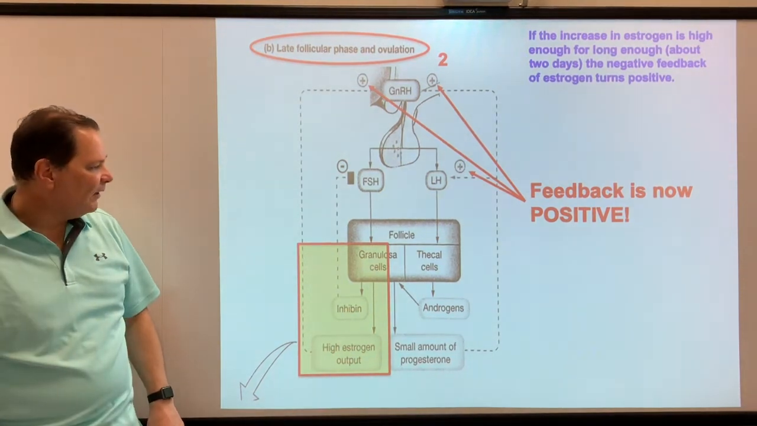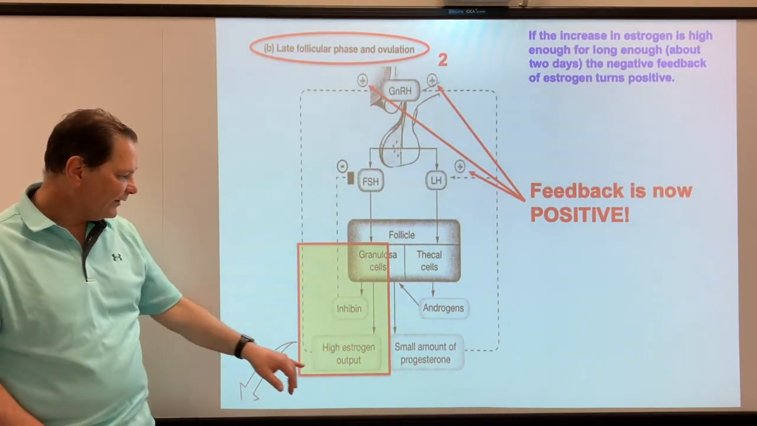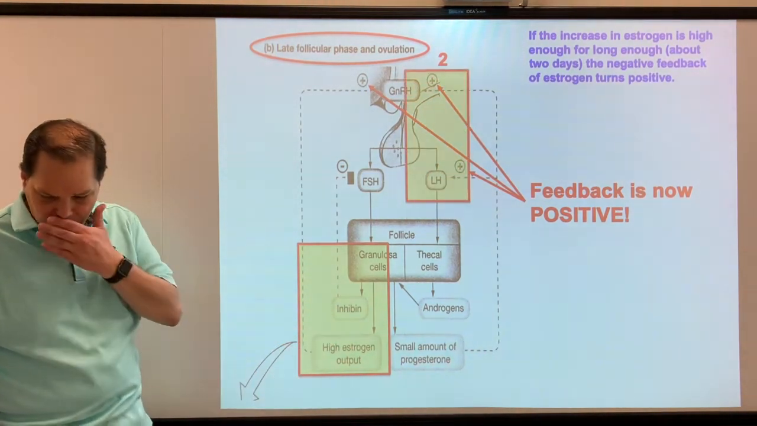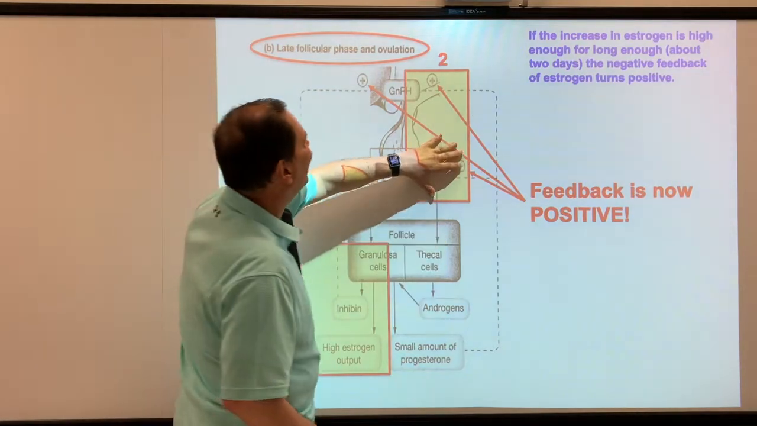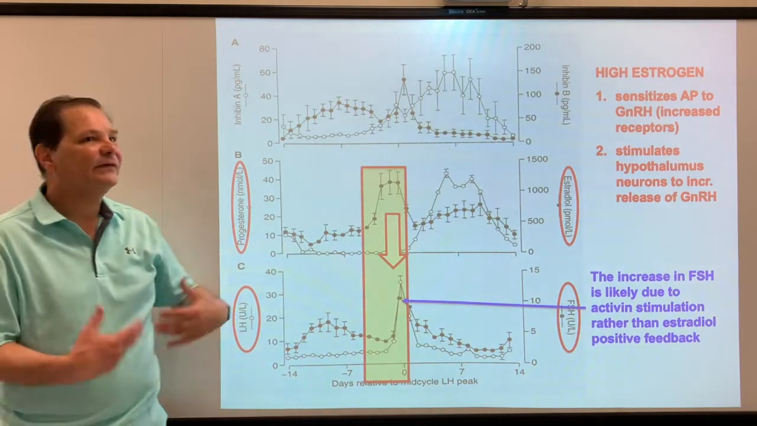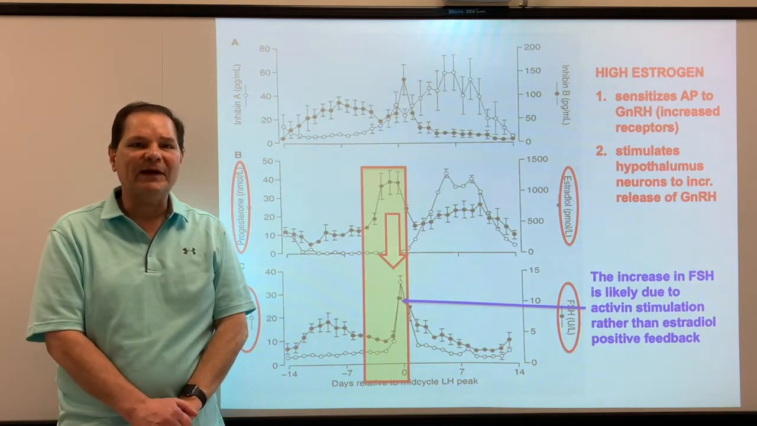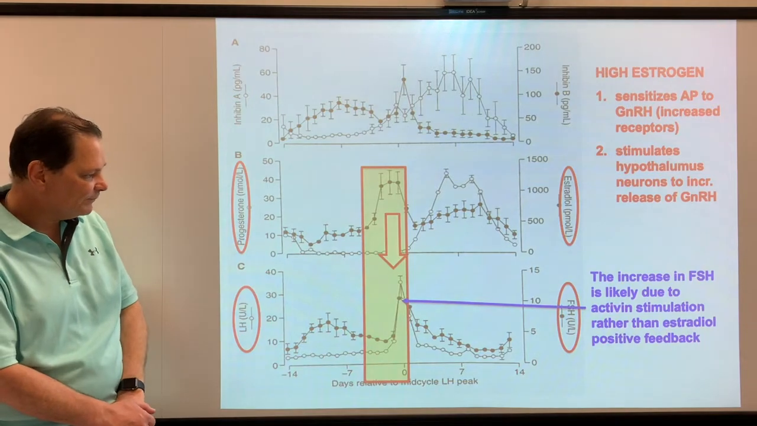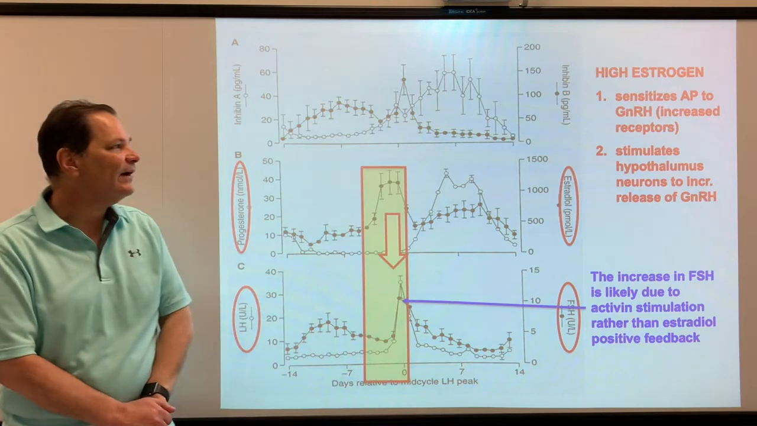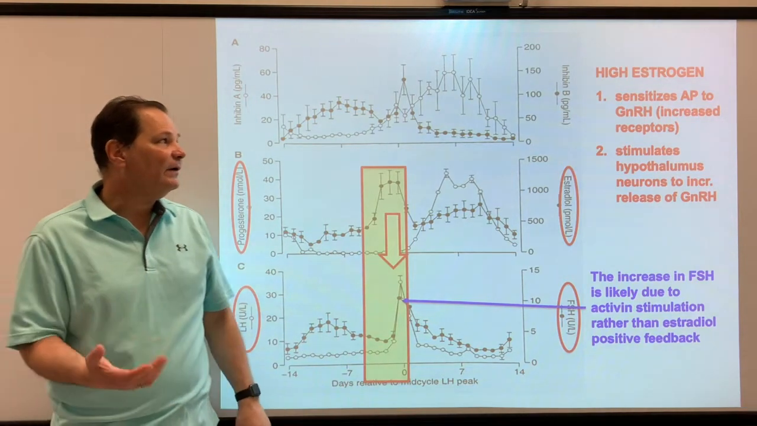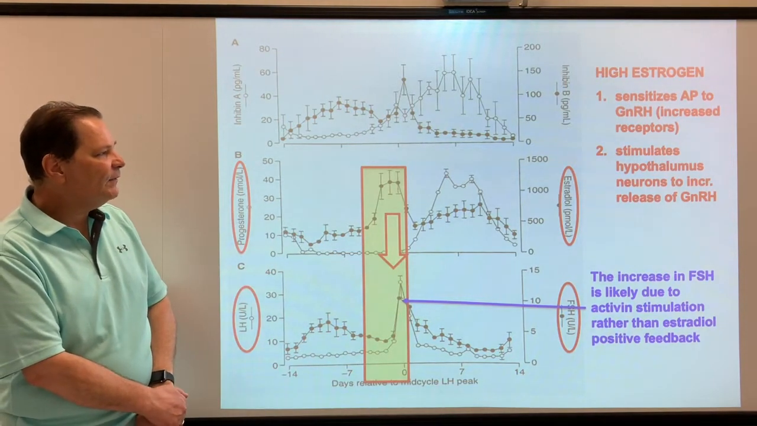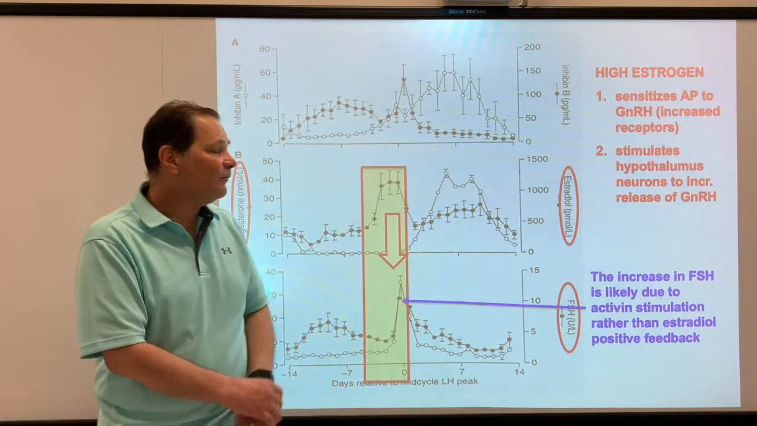So here we have our granulosa cells. They're producing a lot of estrogen, that is causing this feedback to switch from negative to positive here, and that increases your secretion of gonadotropins and results in your LH surge. So here we have your high estrogen. Again, it's sensitizing the anterior pituitary to GnRH. It's priming the system. It is stimulating the hypothalamus to increase the release of GnRH.